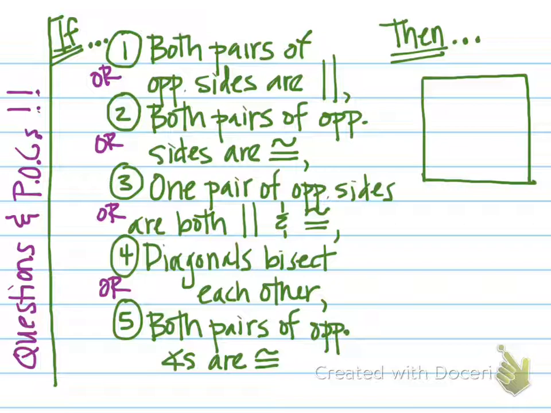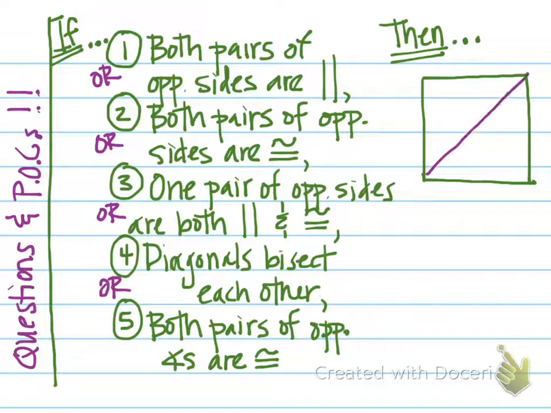If you can show that both pairs of opposite sides are parallel, so those two and those two, and you can do this by finding the slopes, opposite sides would have the same slope. That's one test. Or test 2, if you can show that both pairs of opposite sides are congruent, meaning they have the same distance, there's another test. Or number 3, if you can show that one pair of opposite sides are both parallel and congruent, so they have the same slope and the same length.